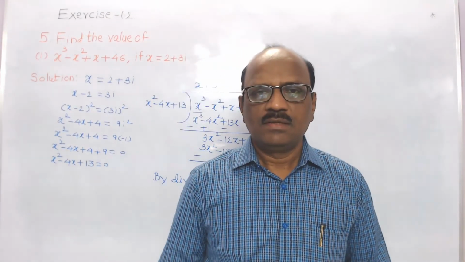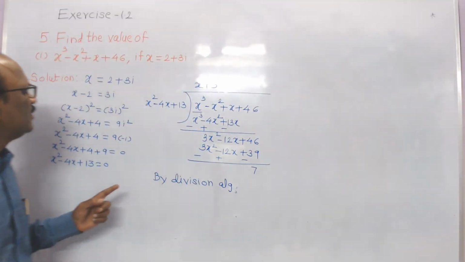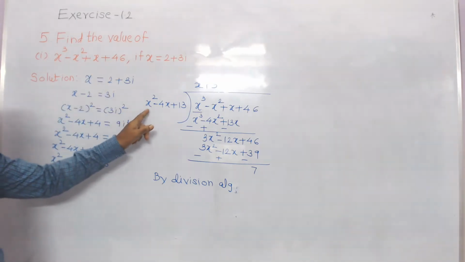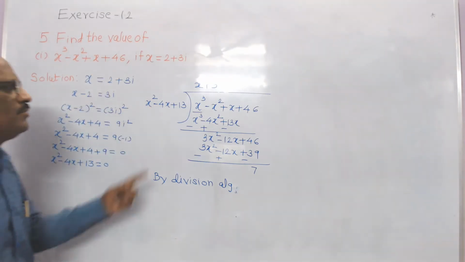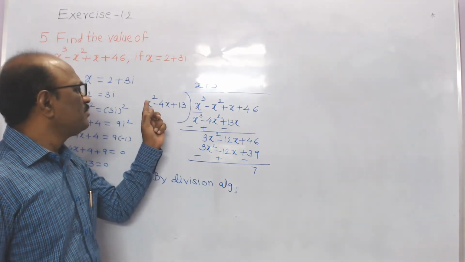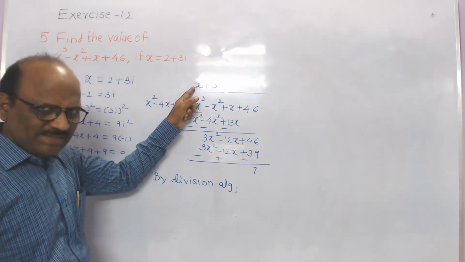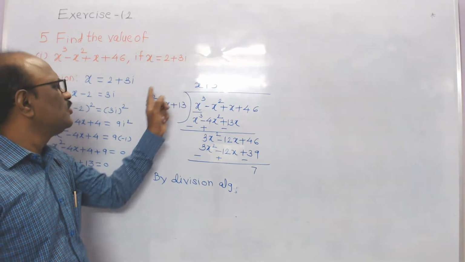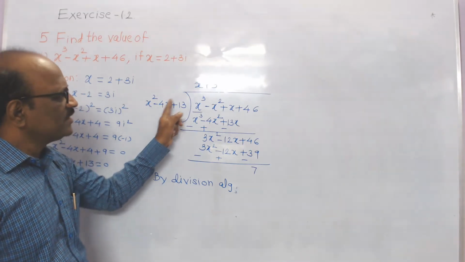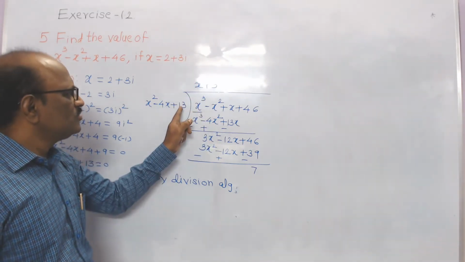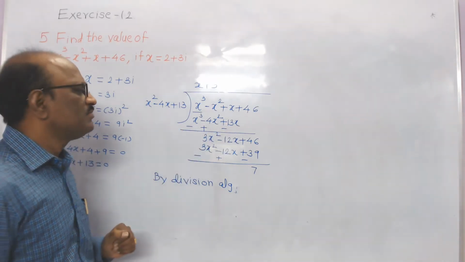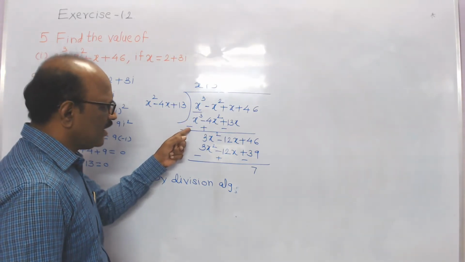Now I will explain again here. We'll divide x cube minus x square plus x plus 46 by x square minus 4x plus 13. Now see this here, the first term is x cube. To get the x cube, we will multiply this x square by x. Therefore here we will write x. x into x square is x cube. x into minus 4x is minus 4x square. x into 13 is 13x. And we will change the sign when we divide it.